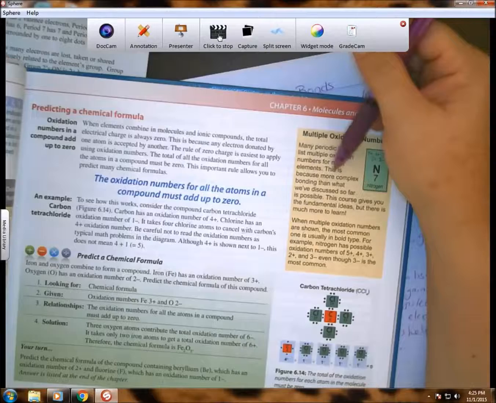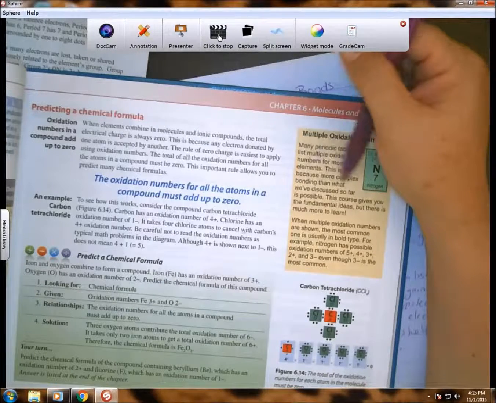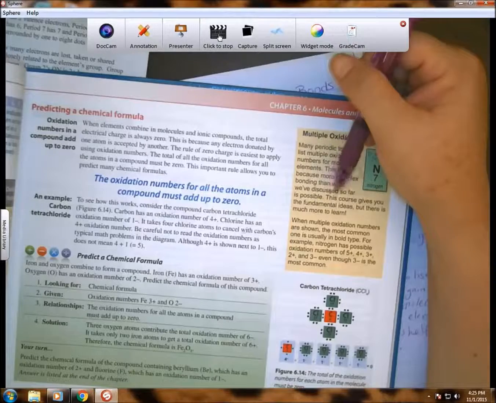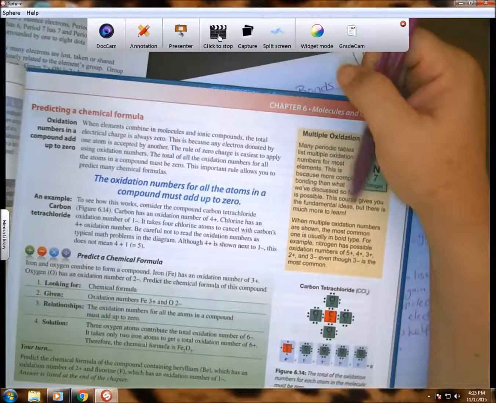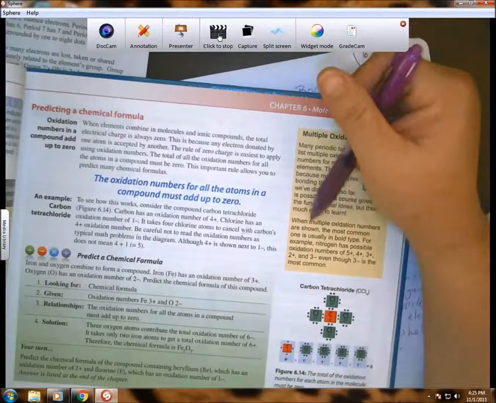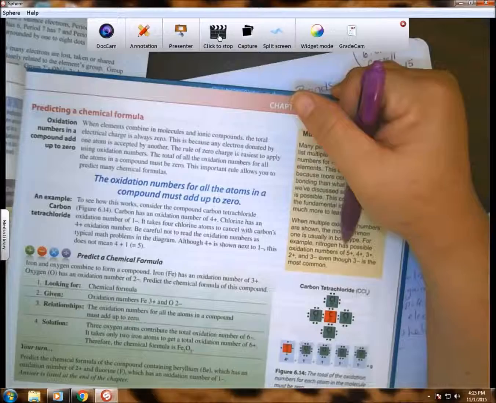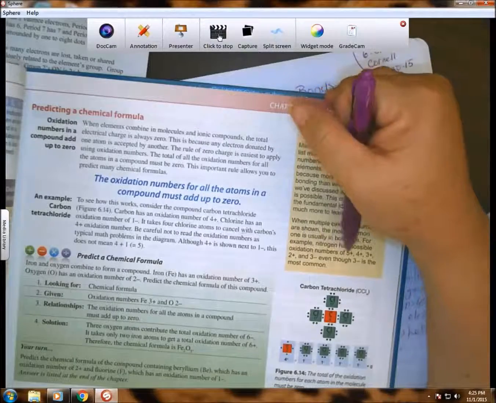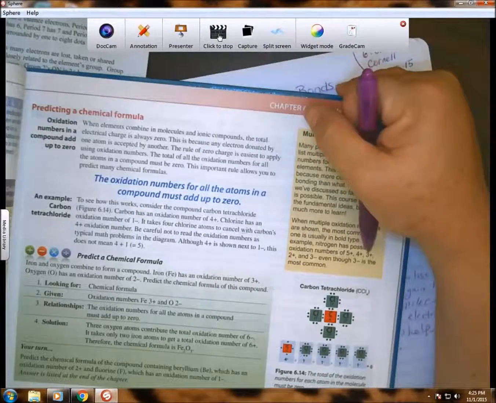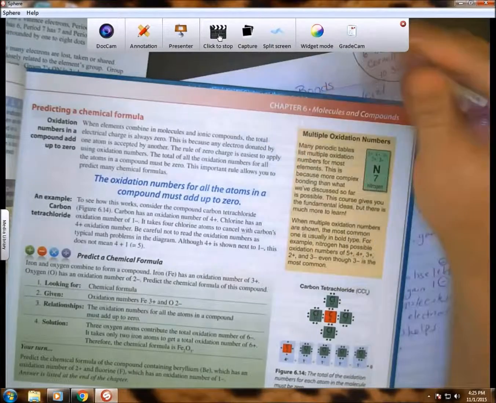This is because more complex bonding than what we've discussed so far is possible. This course gives you the fundamental ideas, but there is a whole lot more to learn. When multiple oxidation numbers are shown, the most common one is usually in bold type. For example, nitrogen has a possible oxidation of 5+, 4+, 3+, 2+, or 3-, even though 3- is the most common.